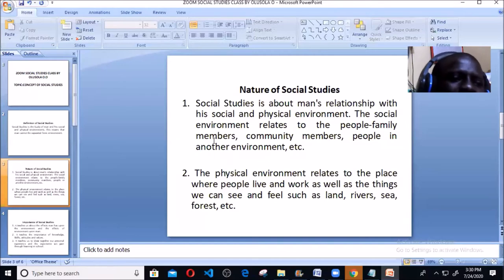Man is intellectually inclined as a social being. So man can think, and man can bring his thought into reality. And that is why if you look at Mutala Bridge in Kogi State, it is a man-made bridge.